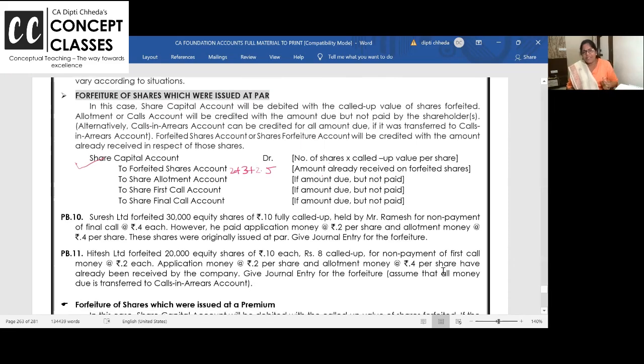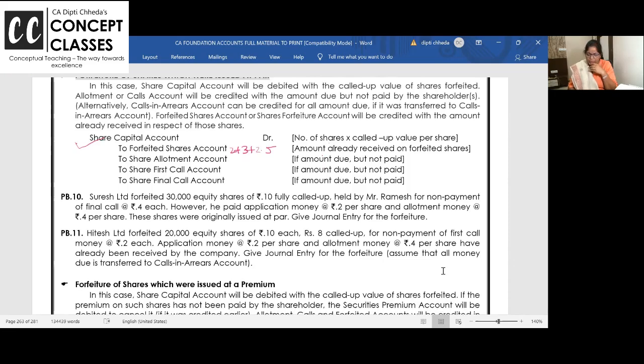Clear? If 50% clear also okay, because this is not a concept. This is a step method which you need to work on. Meaning should be clear. Share forfeitures are cancel the shares. Yes, right. For this, let us take up the 10th problem.